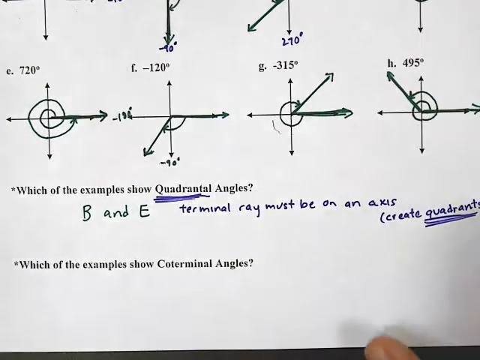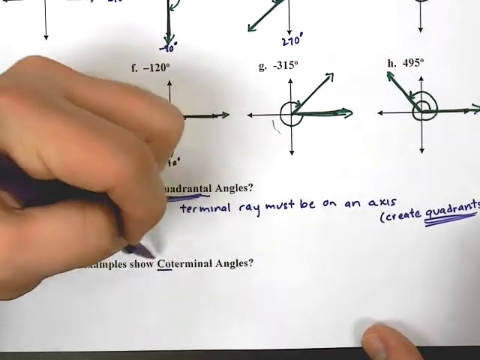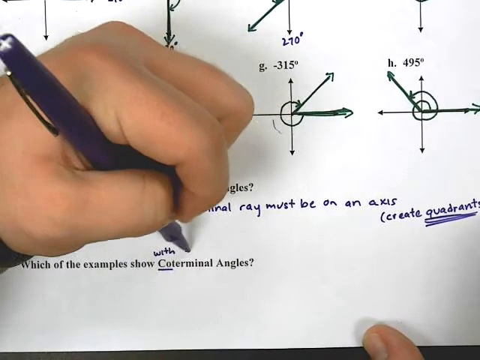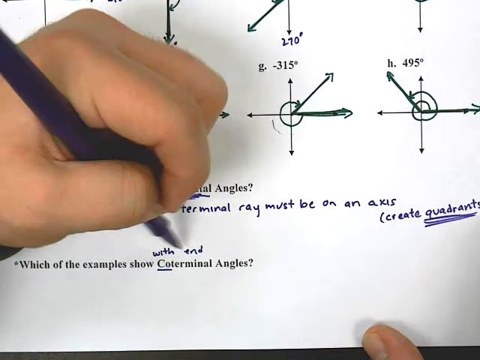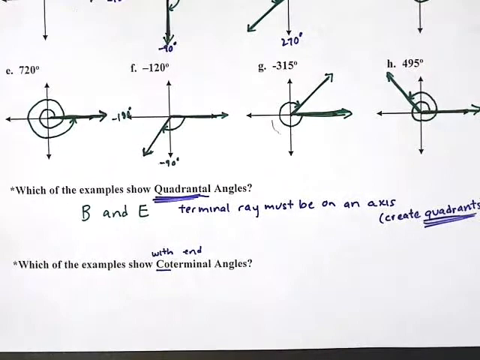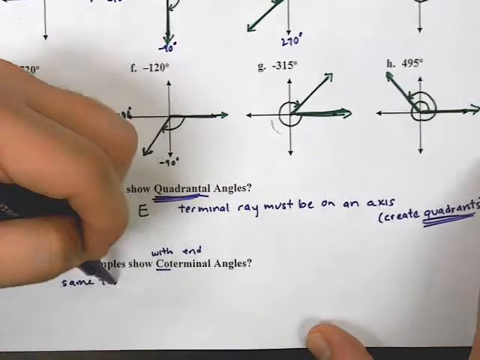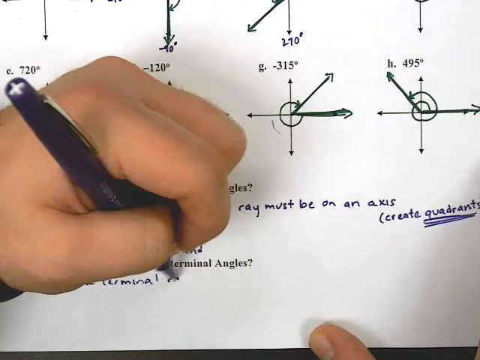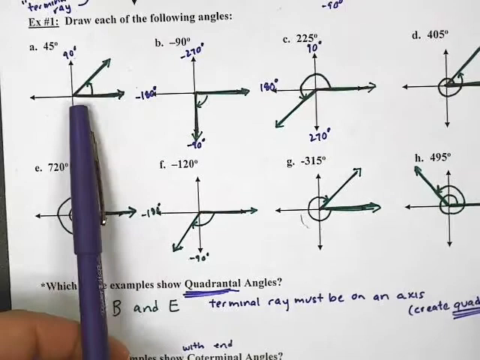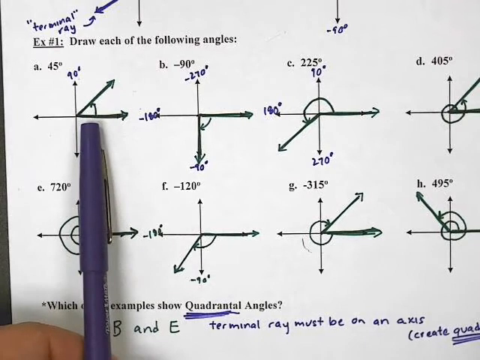Coterminal angles, if we break this word down, like a co-worker, someone you work with, well, co means with, and terminal means end. All right, so we're going to look for angles that are with each other at the same terminal ray. Okay, the same terminal ray. And what do we see? Well, I see A, looks like this 45-degree angle, right? And then what else looks like A?